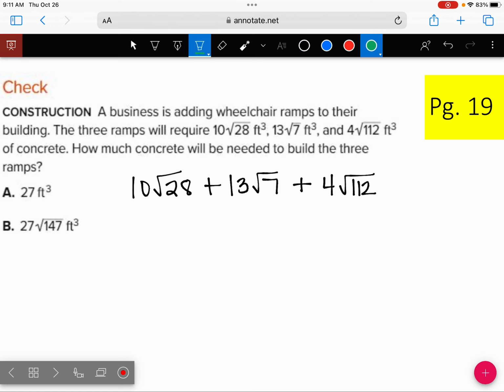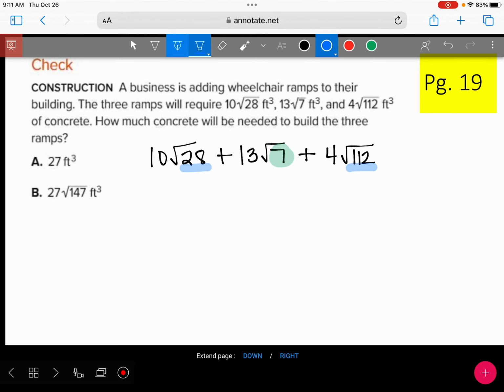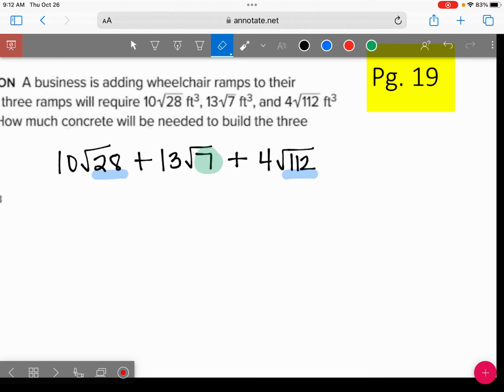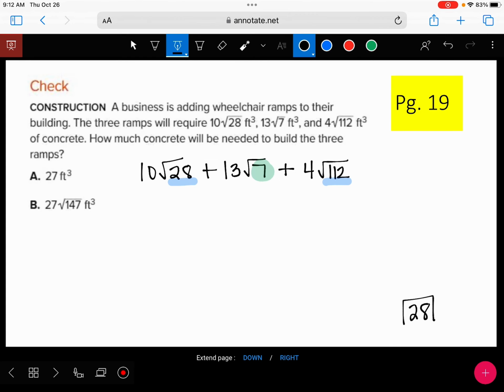Now I know that this number is already prime. I don't need to build a cake. But I do need to build cakes for these 2 numbers. So build your cake for 28. I'm going to do this off to the side so I have some space. All right, so build your cake for 28. And then build your cake for 112.